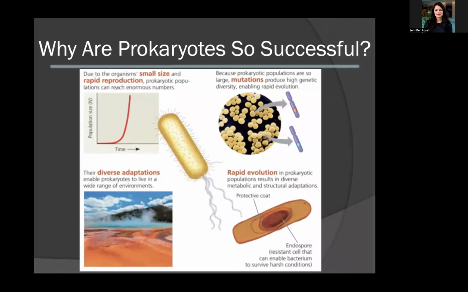Because of their small size, they have a rapid reproductive rate. This rapid reproductive rate also leads to a large amount of mutations, which provides a platform for a high level of genetic diversity, also enabling rapid evolution to occur. Prokaryotes can also have very diverse adaptations that make them highly adaptable to their environments, even in the most extreme conditions.